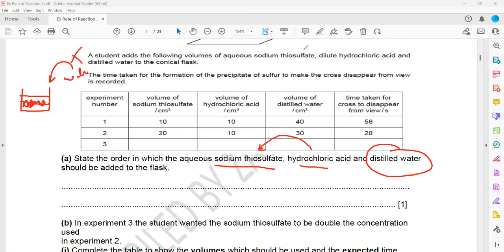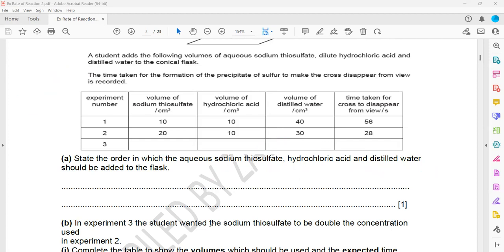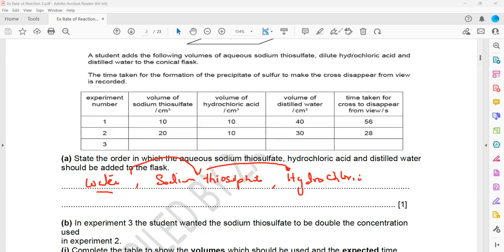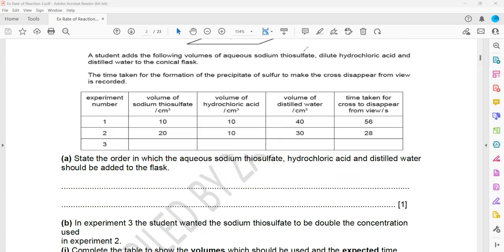We should not add the water at the end. We can add water in the beginning. We can add water in between, but water should not be there at the end. So it can be another order. It can be water, then sodium thiosulfate, and then hydrochloric acid. This will also work. Why? Because first water is there, then thiosulfate, and then hydrochloric acid. So it will work. But the order in which water is added at the last is totally wrong.